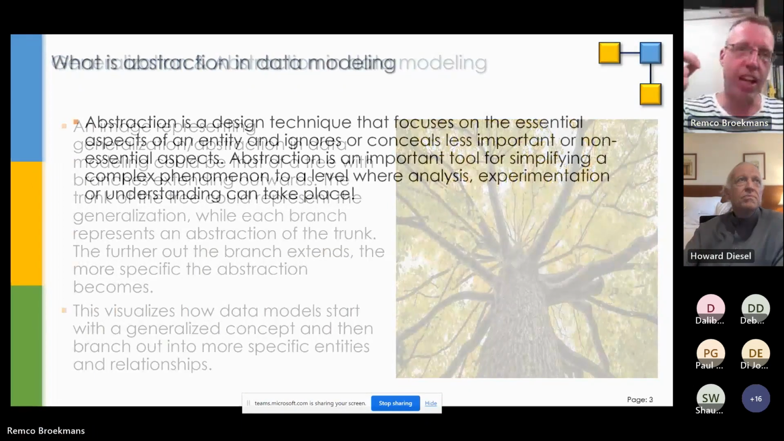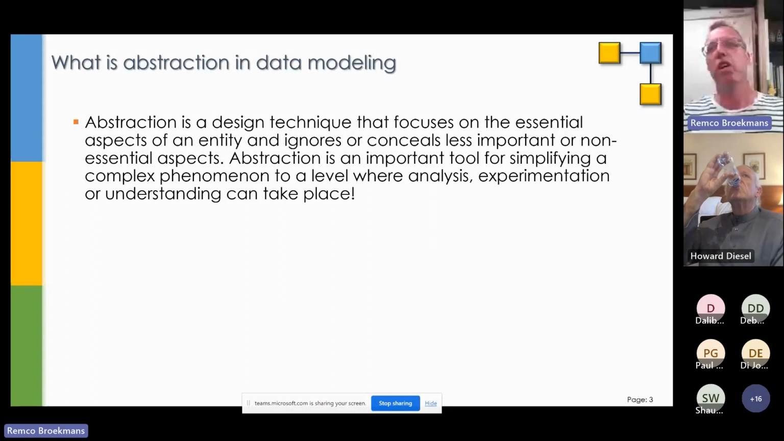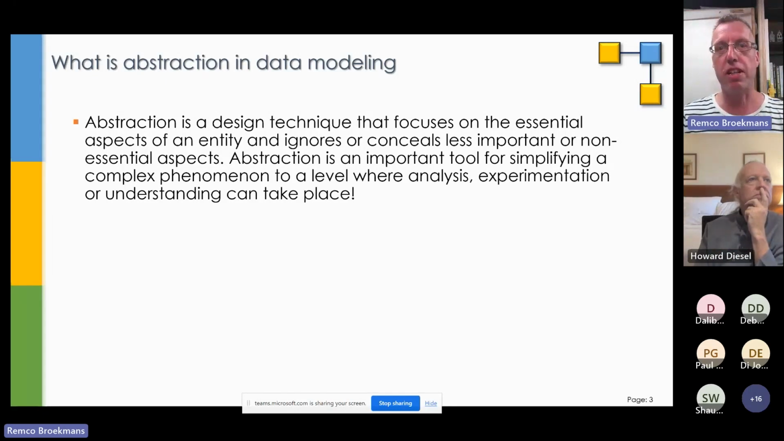And I got another piece of information saying abstraction in data modeling is a design technique that focuses on the essential aspects of an entity and ignores or conceals less important or non-essential aspects. In other words, let's do some abstraction and forget about everything which makes it specific. We do it because it can simplify a lot of stuff, and it makes analysis and understanding easier. We can understand data better when we're talking about an abstract or generalized level.